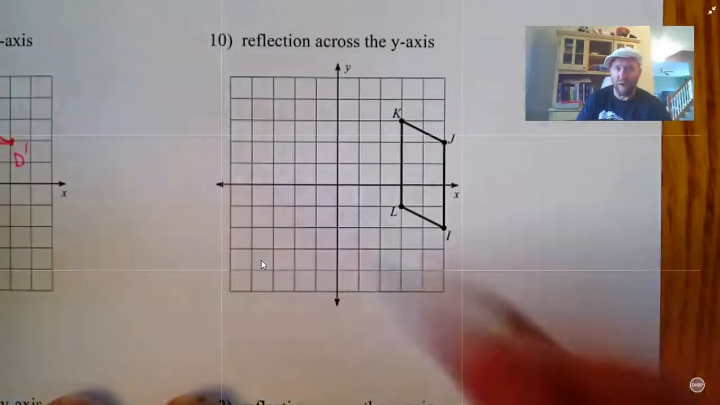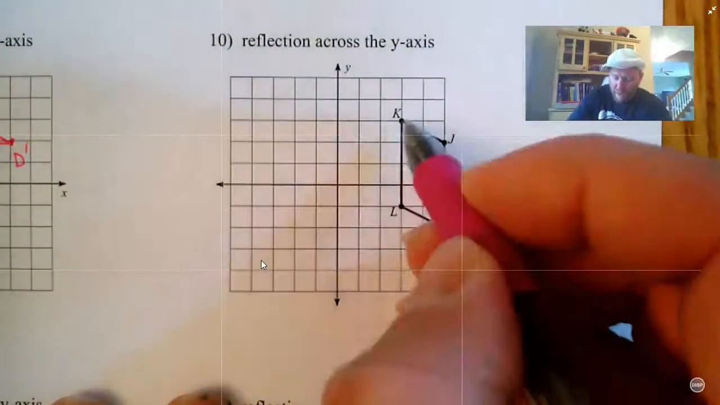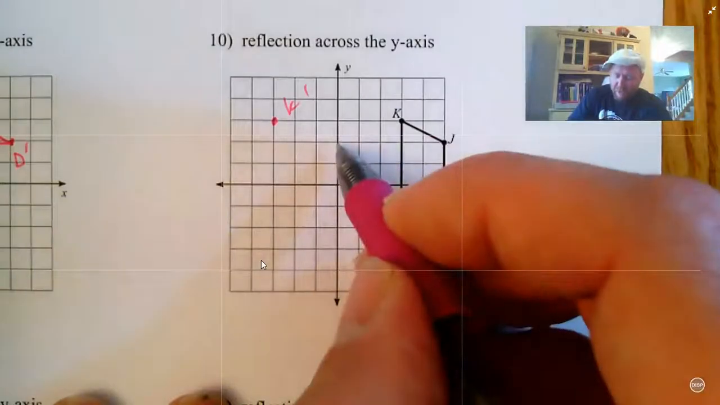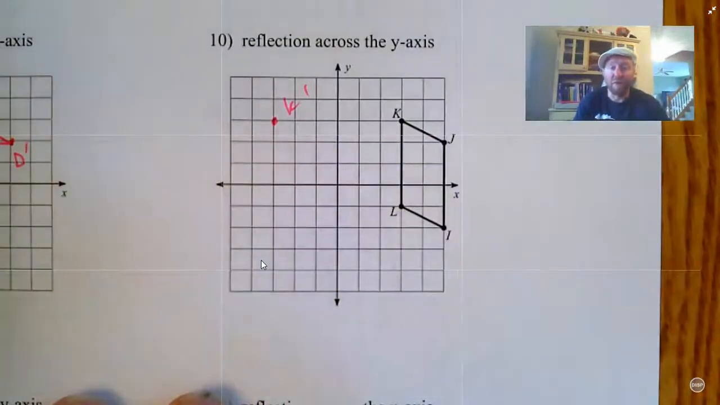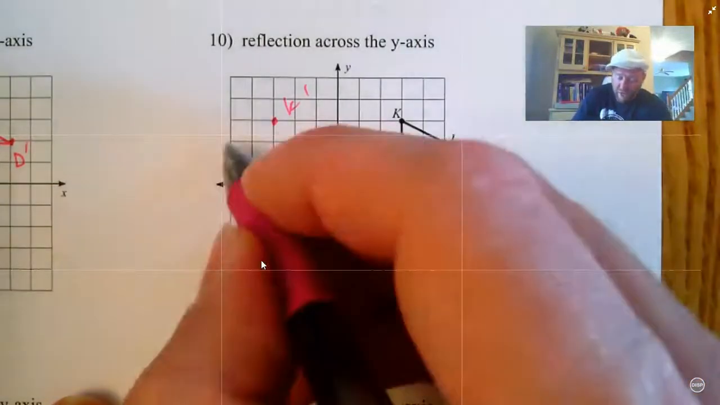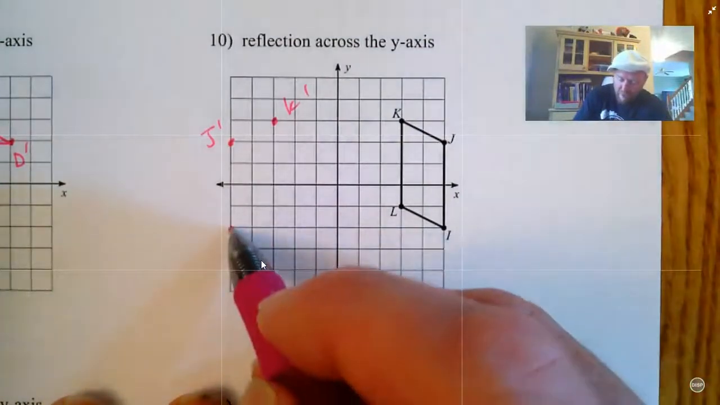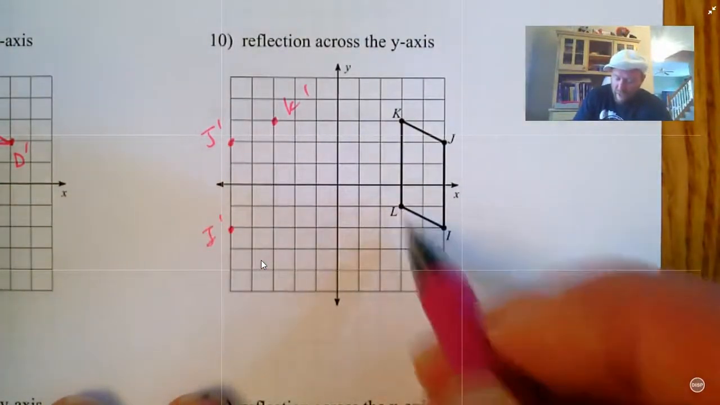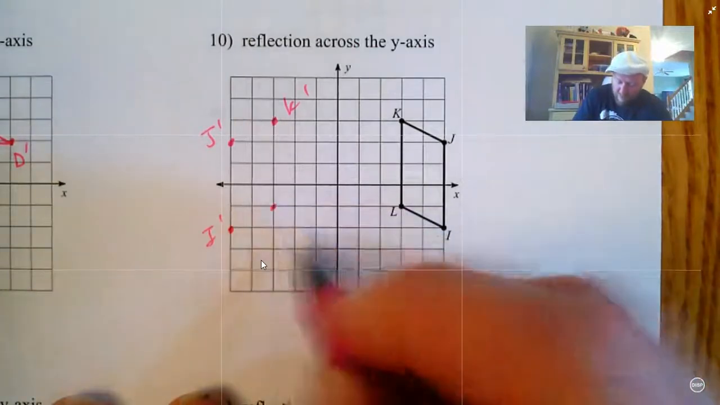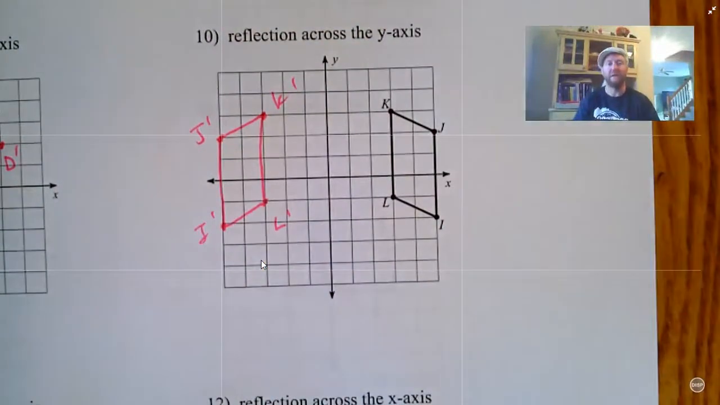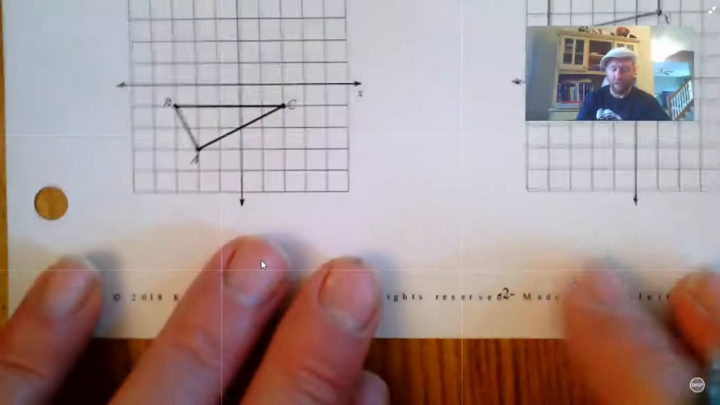Alright, across the y-axis, K is 3 spaces, so 3 spaces on the other side for K prime. J is 5 spaces. By the way, I don't have to count because I know we've created 5 spaces on the other side of the axis. I counted earlier. So J prime will be 5 spaces on the other side. I prime, 5 spaces on the other side. And L, 3 spaces. So L prime, 3 spaces on the other side. And there we go. Ta-da! Across the y-axis.